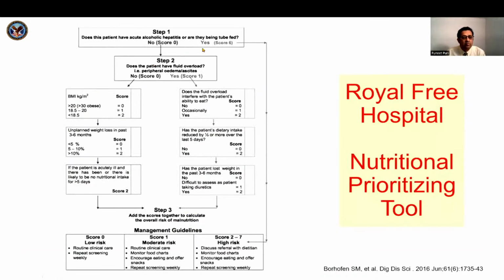So here is just the flow: if a patient is known to have alcoholic hepatitis or alcohol-associated hepatitis, they get a score of 6, which directly puts them into the high risk category, which is very important. There are other variables like BMI, fluid overload status, unintentional weight loss, dietary intake over the preceding week or months, as well as the acuity of their illness and the change in body weight over the last 3 to 6 months. Based on these scores, a score of 0 is low risk, a score of 1 is moderate risk, and anything between 2 to 7 is considered high risk.